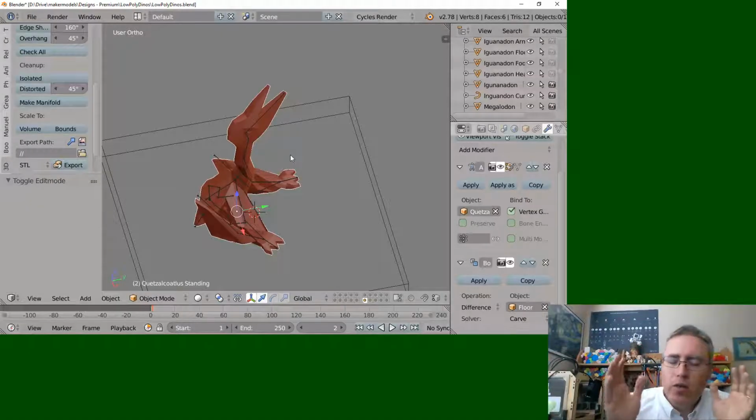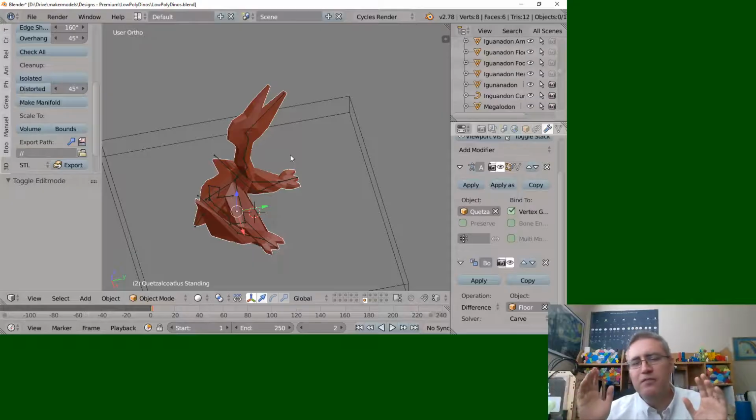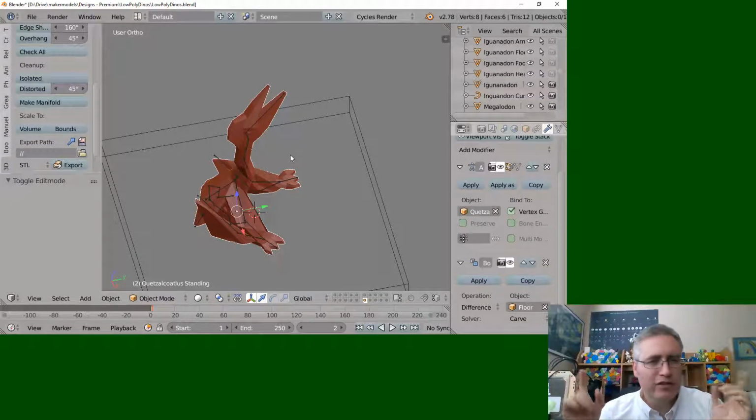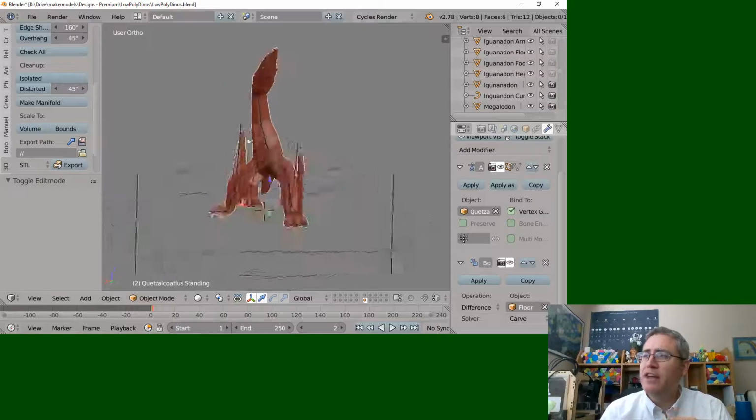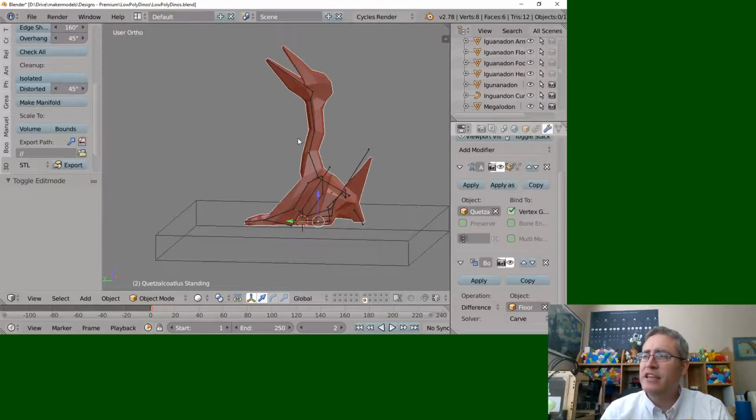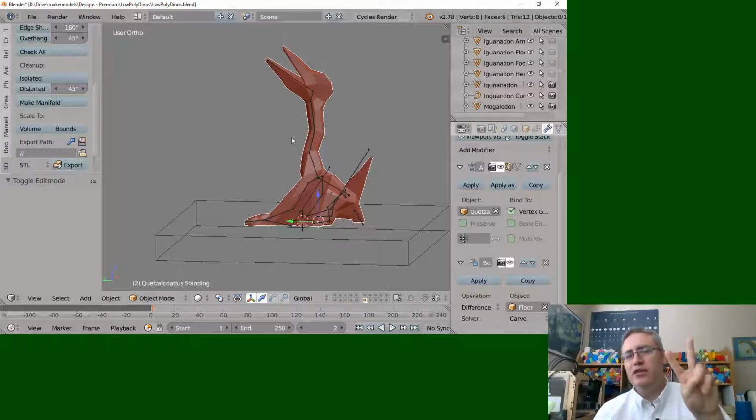Hours and hours and hours of my Pioneer Day yesterday, which is a state holiday in Utah, so I had it off. Hours of my day were spent rigging this so that we could have a Quetzalcoatlus standing with its mouth open. Was it worth it? I don't know. I mean, this is pretty cool. But this also means that there's now two models for this one dinosaur, which happens quite a lot in this Kickstarter.